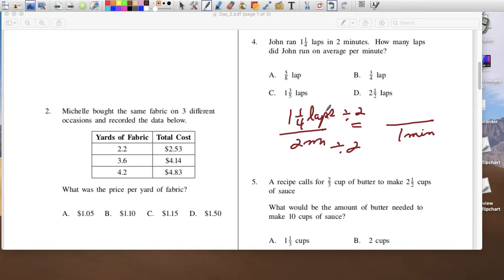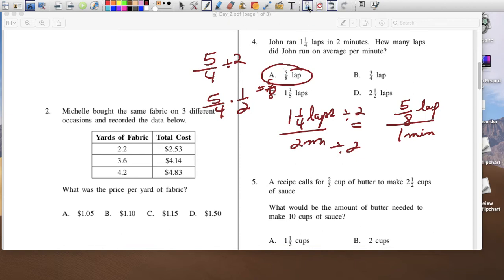So you don't really have to change this. But if you were to change this, you would actually get 5/4 divided by 2, right? Changing 1 1/4. And that's the same thing as 5/4 times 1/2. So that gives you 5/8. So this would actually be 5/8 of a lap in 1 minute. So is there anything that looks like 5/8? Yeah, there is. Letter A, sorry.